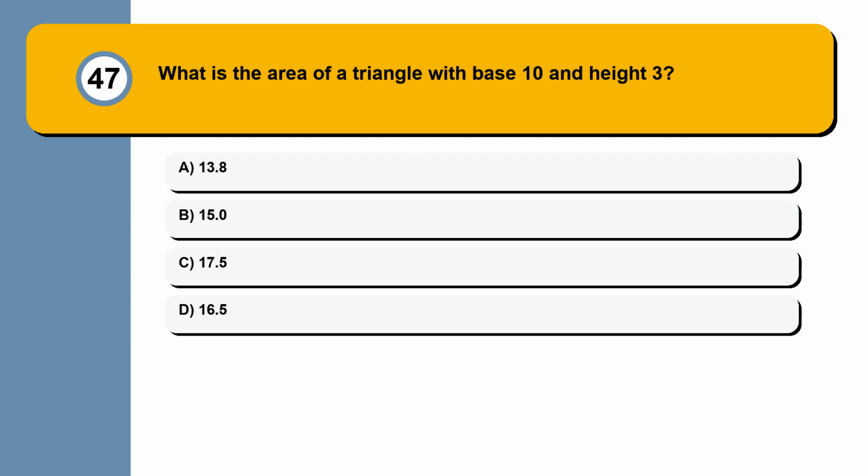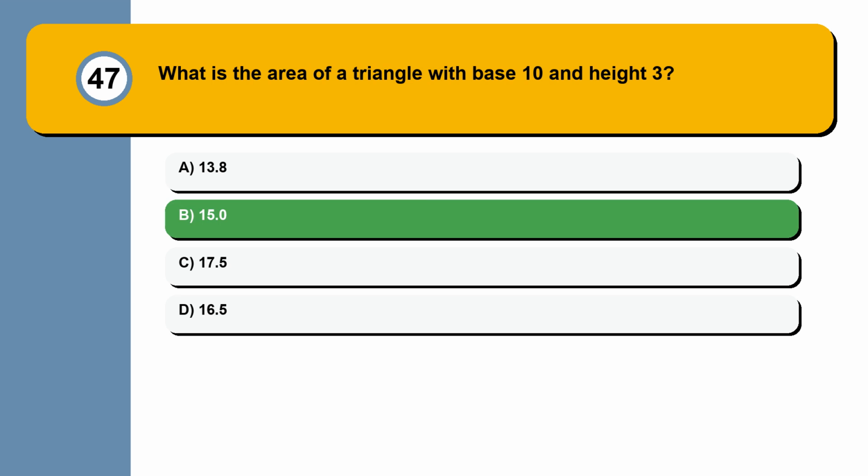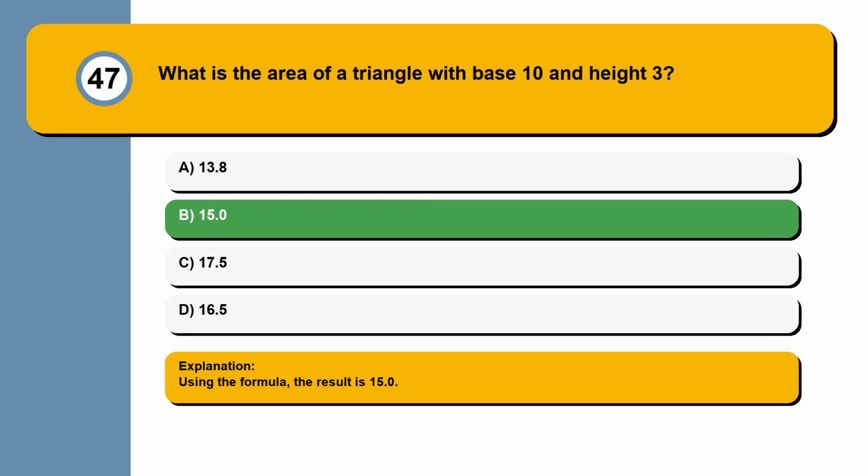Question 47. What is the area of a triangle with base 10 and height 3? 13.8, 15.0, 17.5, 16.5. Using the formula, the result is 15.0.